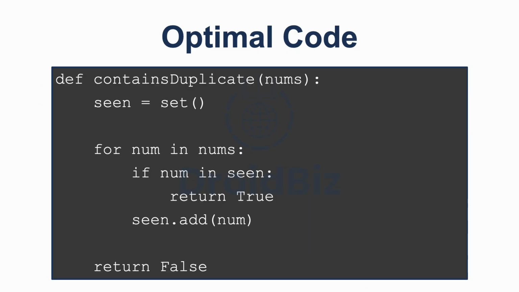Here's the optimal code implementation. We define the function contains_duplicate. First, we create an empty set called seen. This will store all elements we've encountered. Now, we iterate through the array. For number in nums, we check each element. If number is already in the seen set, we found a duplicate. We immediately return true. If number is not in the set, we add it to the seen set. If we check all elements and reach the end, there are no duplicates. We return false. Notice how clean and simple this code is compared to brute force.